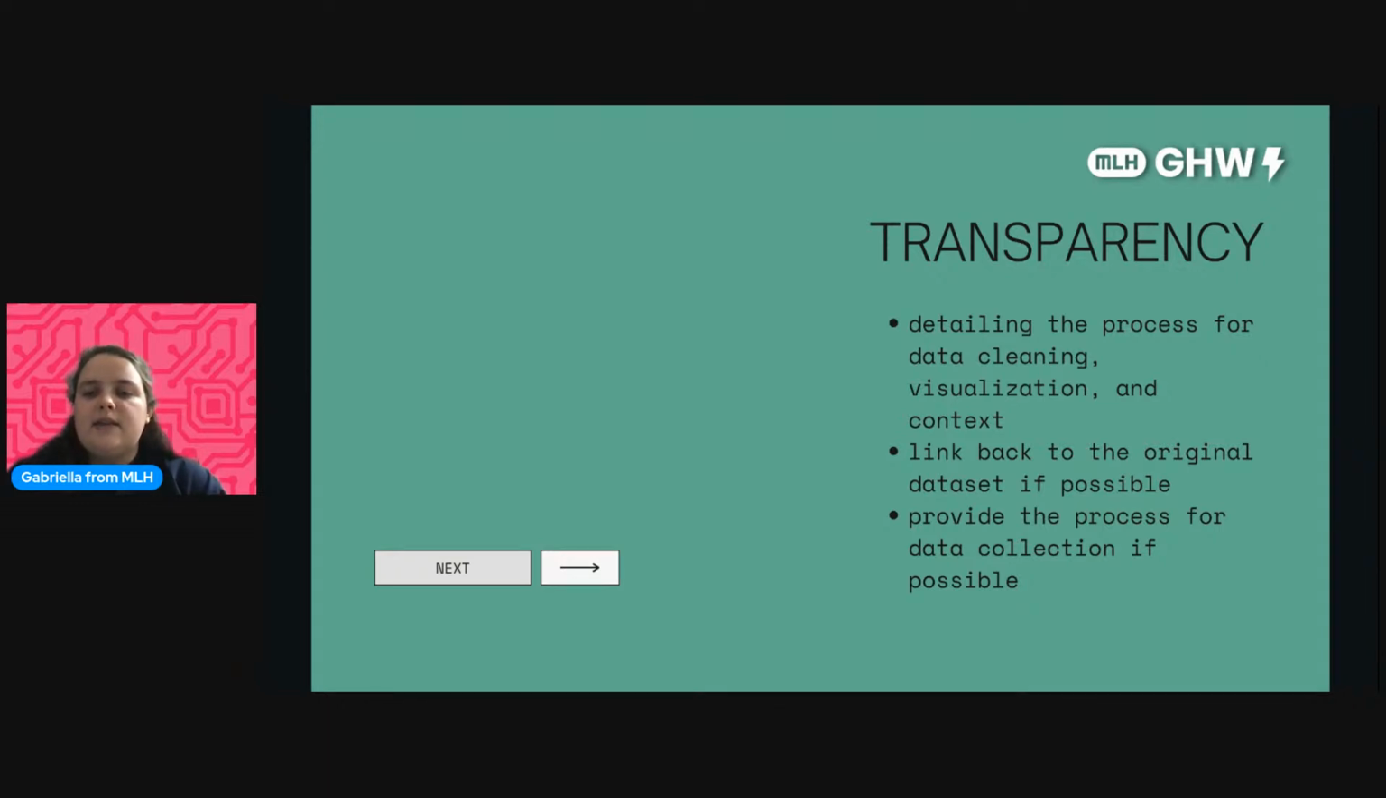And finally, providing the process for data collection, if possible, is super helpful. I know a lot of the times you're not doing the data cleaning and data visualization on data you personally collected. But if you are, it's a really nice thing to include, because you're able to see the process: what questions were asked, how you structured it, who was being asked questions, who the data was being collected from, what the setting was. It just paints more of a picture and adds even more context and transparency throughout this whole process.